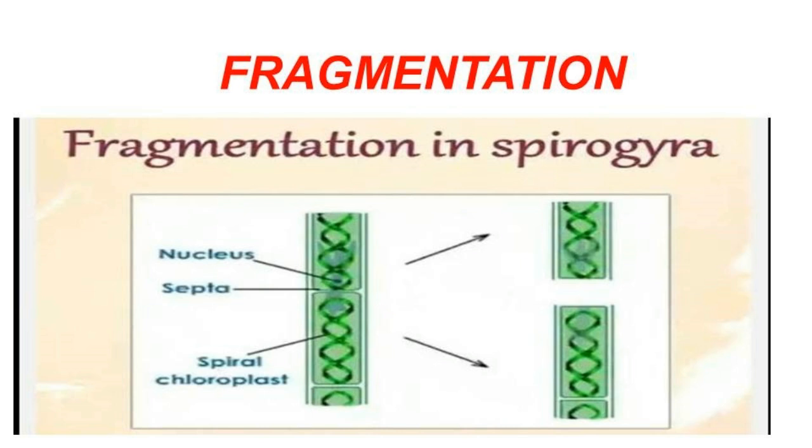It will divide into two parts and develop into two new parts. Each fragment or piece of a filament will grow into a new filament or individual. Like Spirogyra, they produce many young ones, and this process is known as fragmentation.